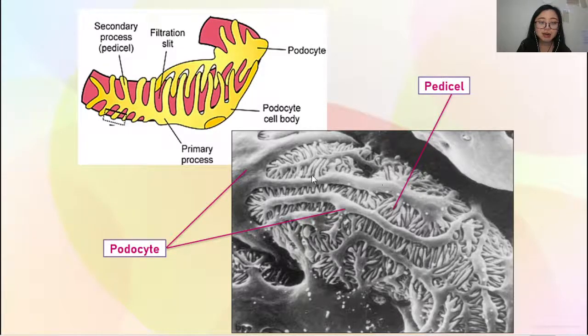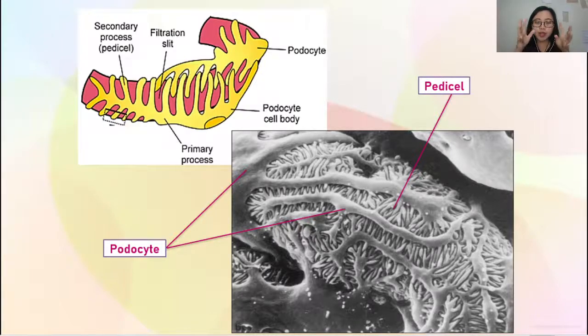Okay, this podocyte is a cell. Satu podocyte ni adalah satu sel khas. Podocyte ini dia ada macam kaki-kaki kecil. Itulah nama dia podocyte kan, podo. And then dia ada pedicel iaitu kaki-kaki jari jemari kecil. So dia akan macam membungkus setiap capillary itu.